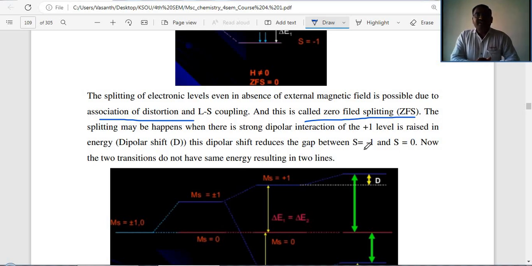The splitting may happen when there are strong dipolar interactions. If the first level is raised in energy, this dipolar shift reduces the gap between S equal to 1 and S equal to 0. Now two transitions do not have the same energy, resulting in two lines.